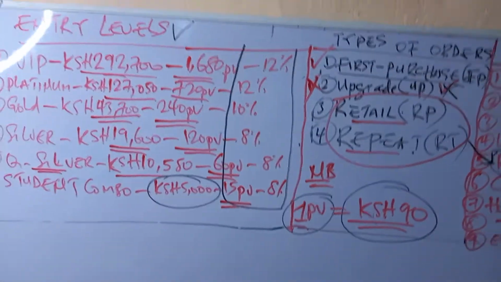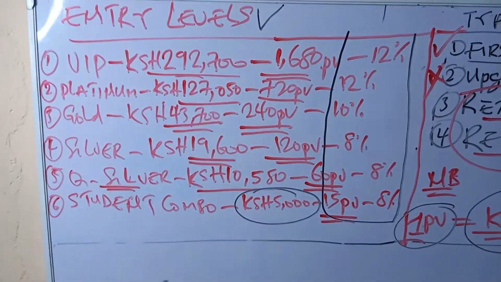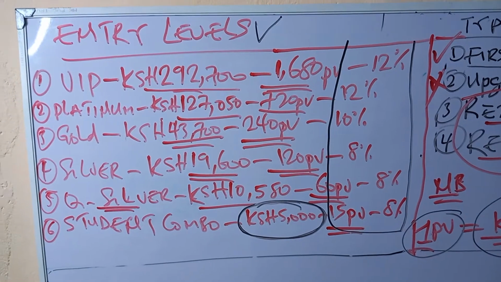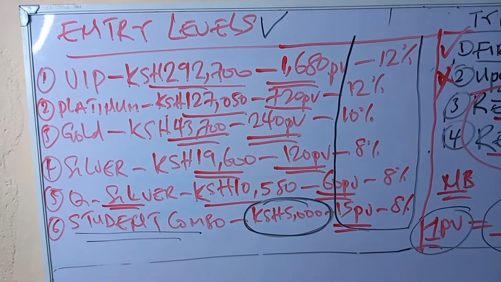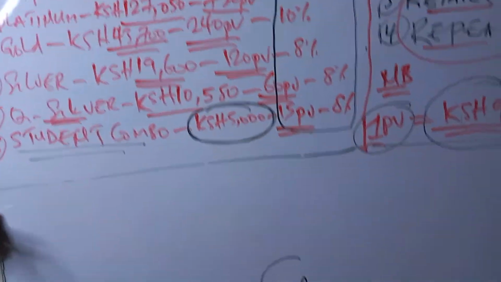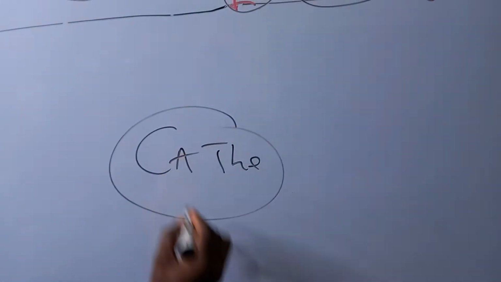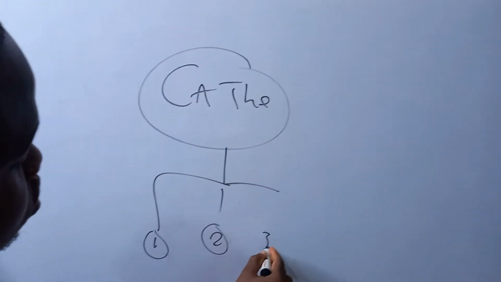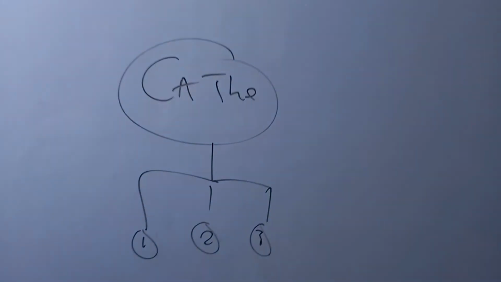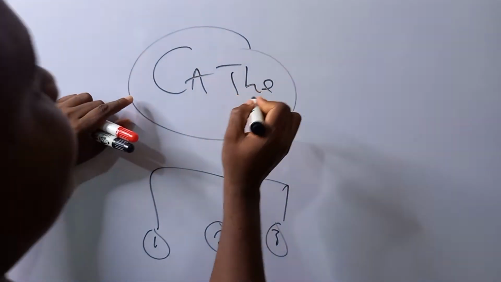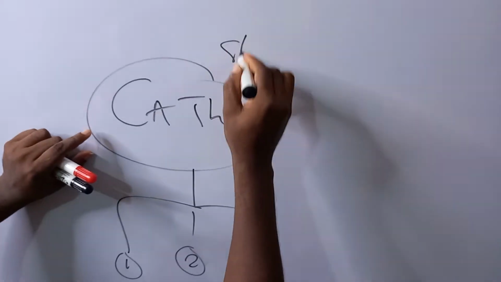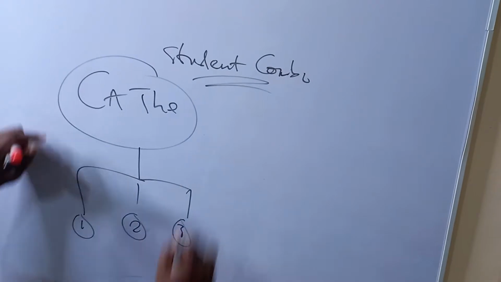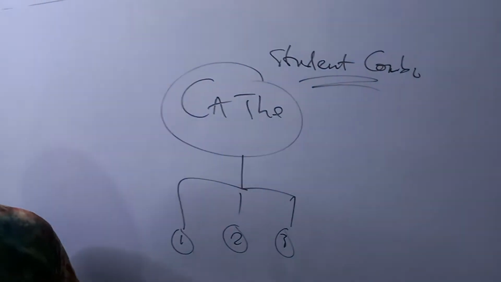Firstly, the fast start bonus. You see, in Kenya, if you do the 5,000 Kenyan shilling package, which is also called the student combo, what happens is, let's say this is Madam Cat. Let's say Madam Cat has 1, 2, 3 persons under her. Now, if Madam Cat did the student combo, it's like saying you are a salary earner. As a salary earner, you cannot expect to get paid.